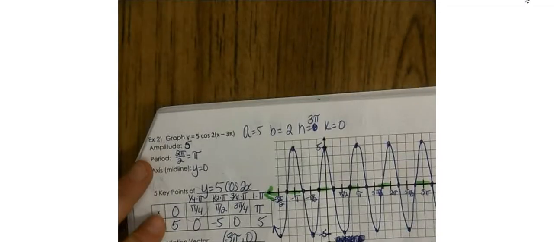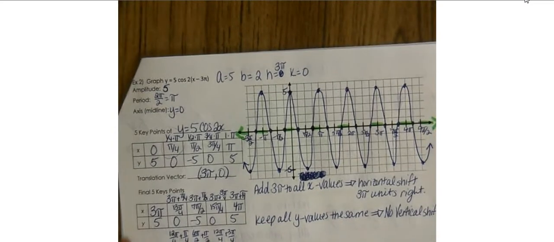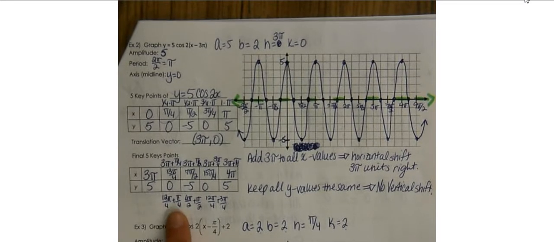So here is the answer for example number 2. For example number 2, you should have ended up with pi being your period, y equals 0 is your midline. When it comes to the phase shift, you're going to be adding 3 pi to all your x values. I just added 3 pi to every single x value, so that's what you see down here.